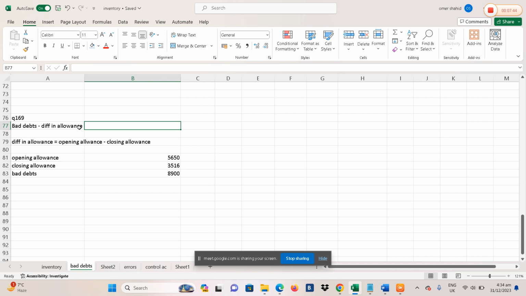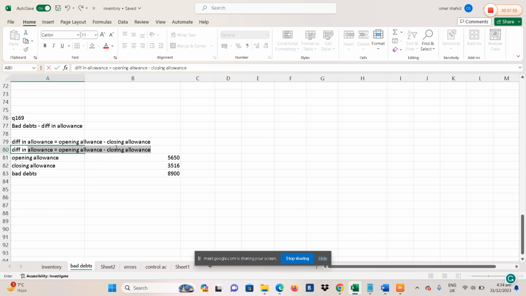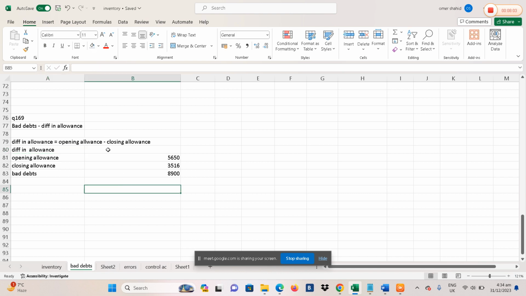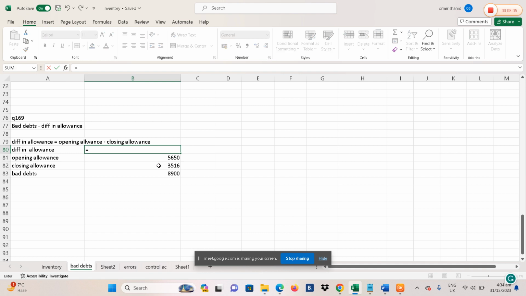Bad debts minus difference in allowance. So our bad debts were 8900, and the difference in allowance. Oh, we forgot to calculate the difference in allowance. Let's calculate the difference in allowance here. The formula for difference in allowance is opening allowance 5650 minus the closing allowance 3516. So this is 2134. 2134 is our difference in allowance.